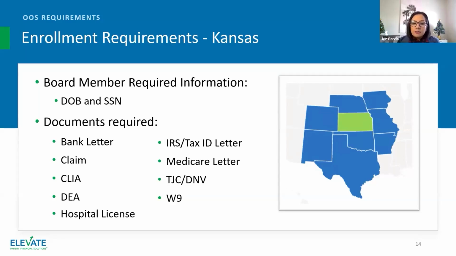As far as the documents that are required, we have the bank letter, the claim, the CLIA, DEA, hospital license, the tax ID letter, Medicare letter, and W-9. So Kansas, as I mentioned, is one of the states that does require you to have a claim. You can't be proactive when it comes to that. From an out-of-state perspective, you do need to wait until you have a claim in order to start that application process.